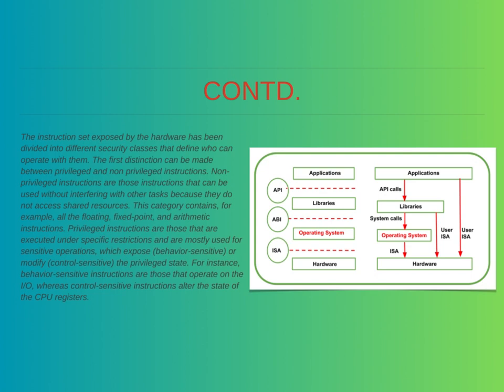Privileged instructions are those that are executed under specific restrictions and are mostly used for sensitive operations, which expose behavior-sensitive or modify control-sensitive state. For instance, behavior-sensitive instructions are those that operate on input/output, whereas control-sensitive instructions alter the state of the CPU registers. This is the diagram for the machine reference model: applications, libraries, operating system, and hardware. This is the labeled diagram of the machine reference model.